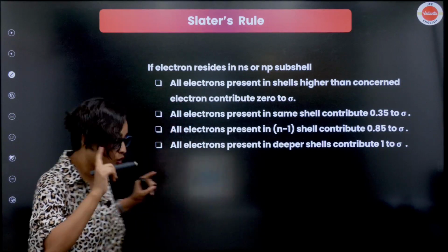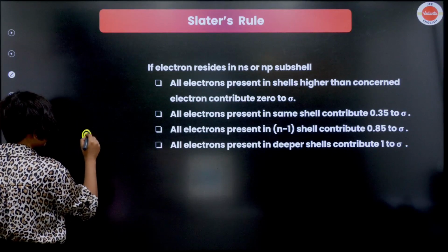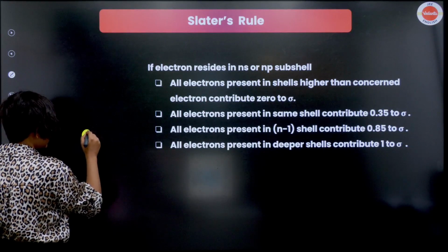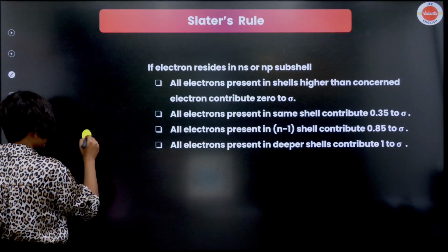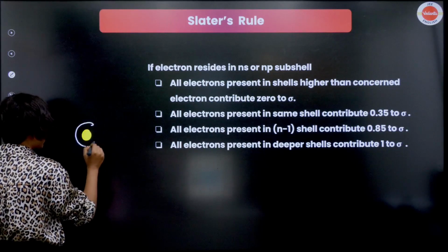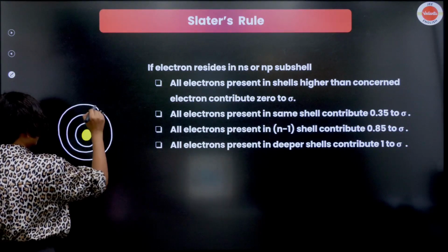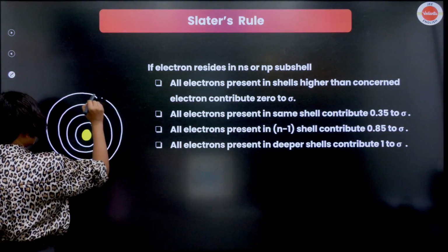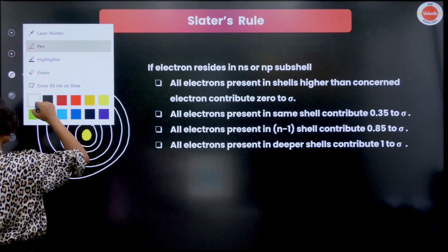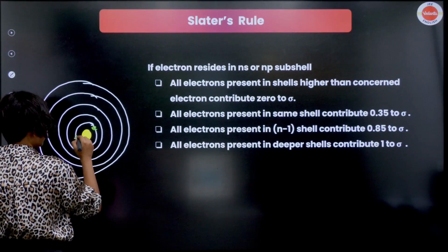So now understand. Let's check it out. This is my nucleus. Now, I have one shell here, my second shell here, third shell here, fourth shell here, fifth shell here. Now, I'm going to draw electrons. Here is one electron, here is one electron.